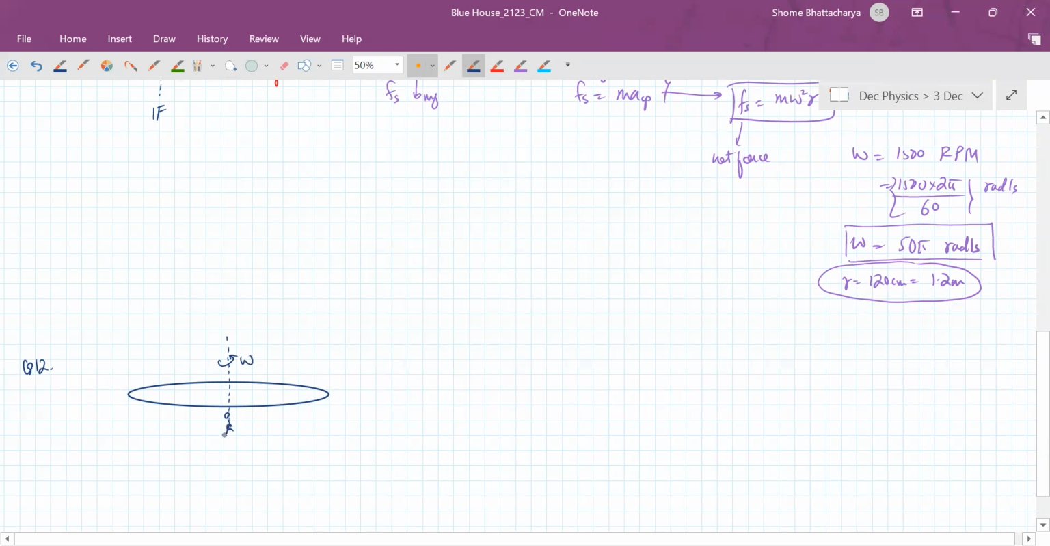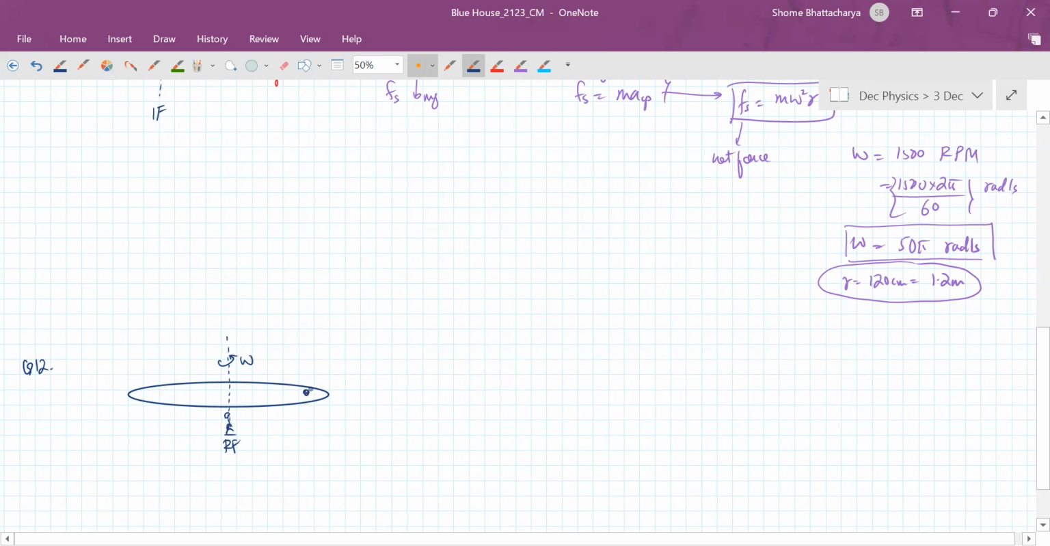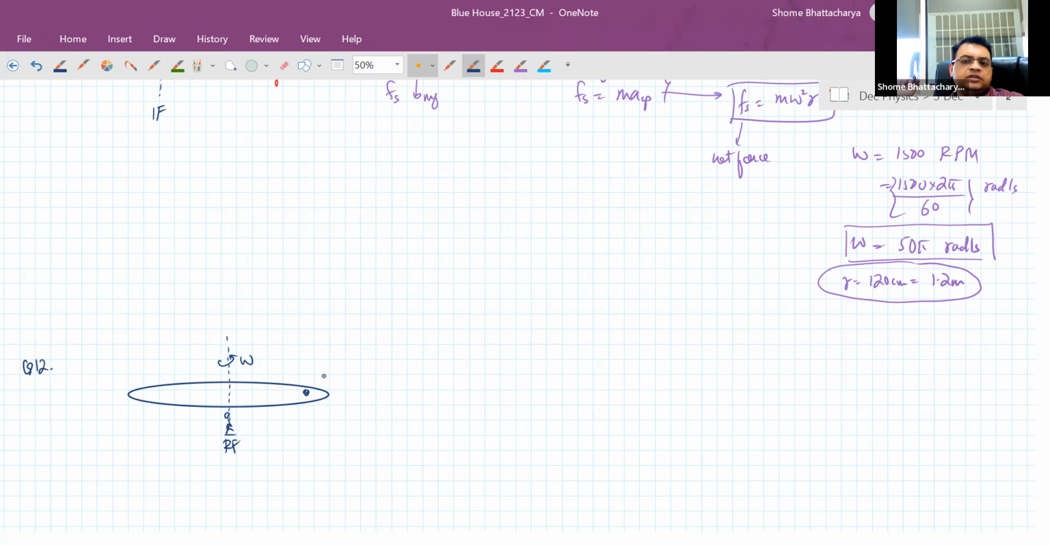Sir, in the 11th one, it is not only asking the net force, but it is also asking the force which is exerted on the blade along its surface. Yeah. So that is only the frictional force.